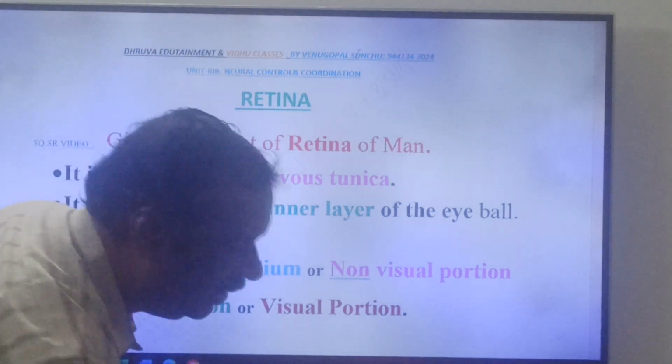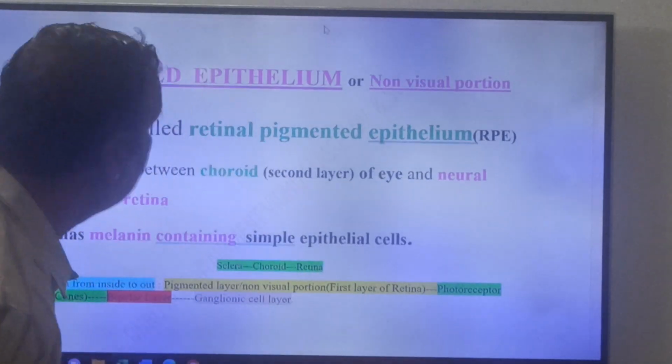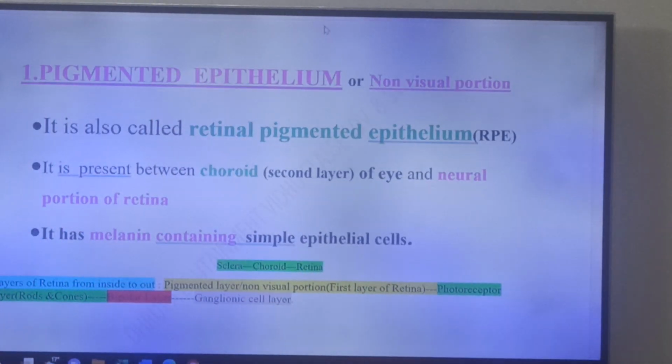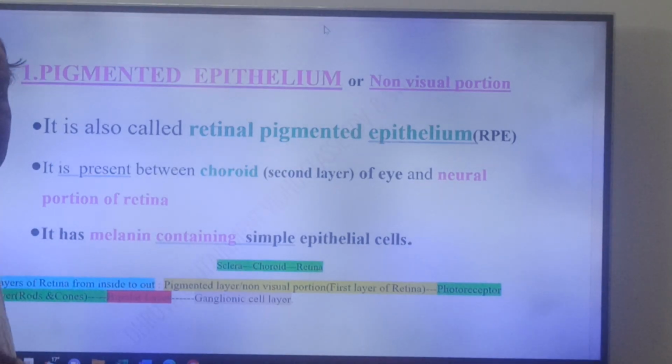Okay, friends. Now come to the first part of the retina, that is pigmented epithelium. It is also called the non-visual portion. See, friends, it is also called retinal pigmented epithelium. It indicates it is epithelium. It is made up of epithelial cells, friends. It has pigments. Because of that, it is called pigmented epithelium or retinal pigmented epithelium.